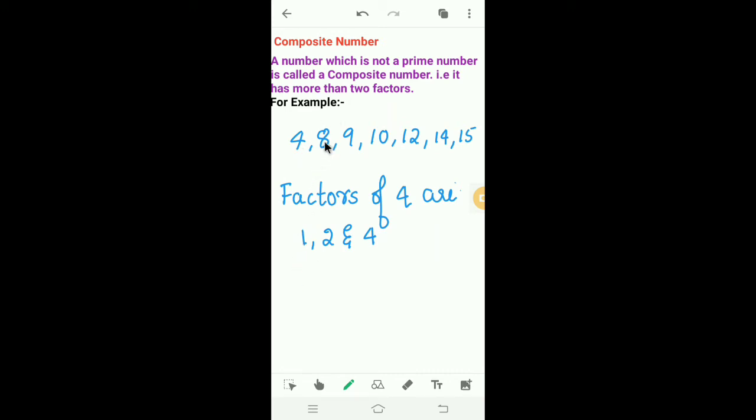So we can say 4 is a composite number. For example, 8. Factors of 8 are 1, 2, 4 and 8. How many factors are there? 4 factors. So we can say 8 is a composite number because 8 has more than 2 factors.